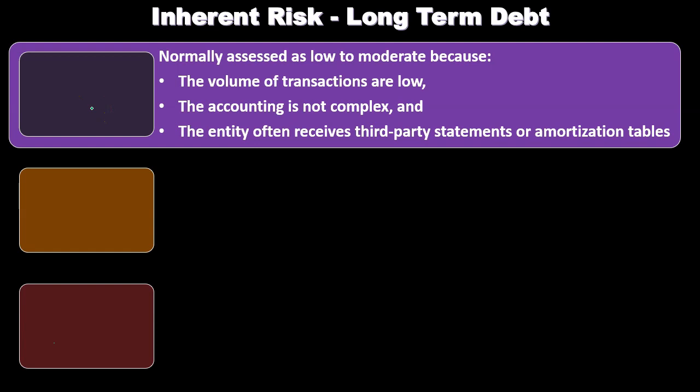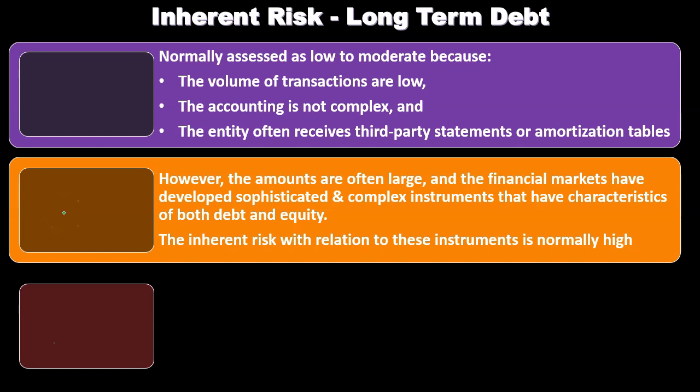The entity often receives third-party statements or amortization tables. So under a normal loan, we can typically put together a fairly straightforward amortization table if it's a straightforward type of debt instrument, and we often have third-party information, third-party documentation, which we would consider to be more reliable and therefore more trustworthy in terms of our testing process. However, the amounts are often large with regards to long-term debt, and the financial markets have developed sophisticated and complex instruments that have characteristics of both debt and equity.